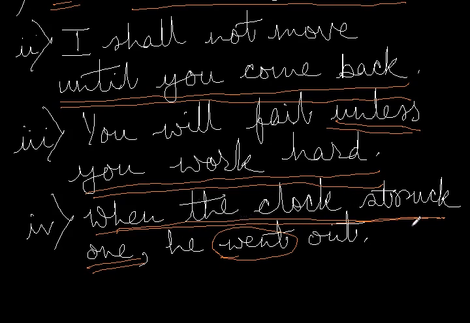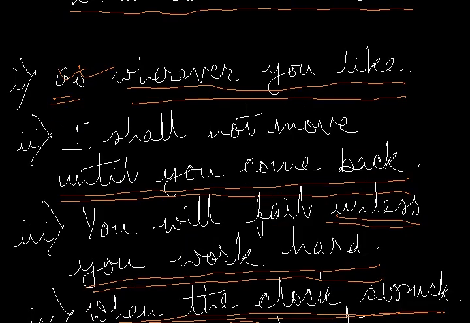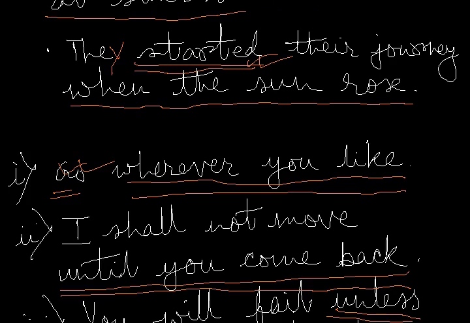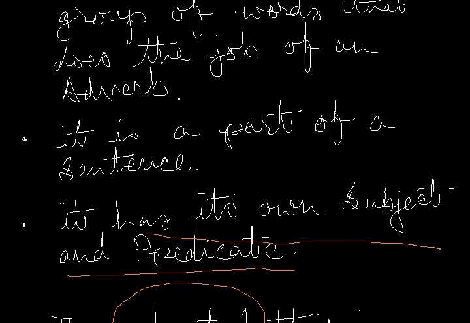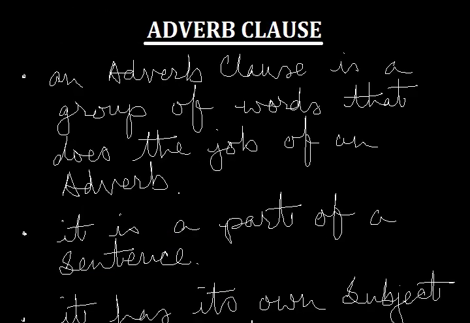So students, what have we learned today? That an adverb clause is that part of a sentence which has its own subject and predicate, and it does the job of an adverb. It is a group of words that does the job of an adverb. It is different from a phrase because a phrase does not have its own subject and predicate. However, an adverb clause, like every other clause, has got its own subject and predicate.